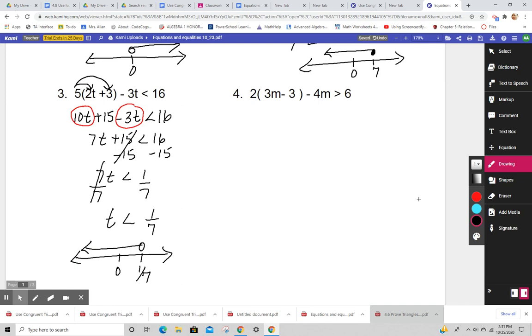Okay, same thing here. We'll have to distribute to start first, so that'll be 6m. Distribute the 2 to the minus 3, that'll give us minus 6. Copy the rest of the problem.